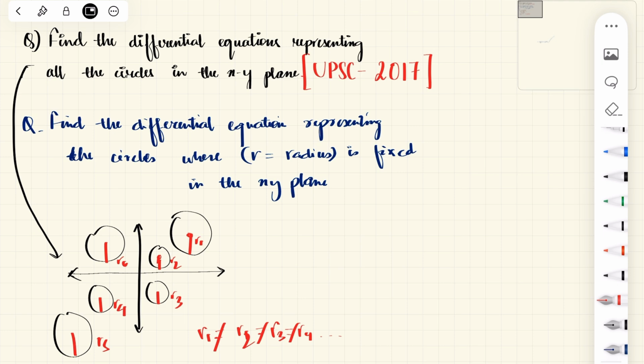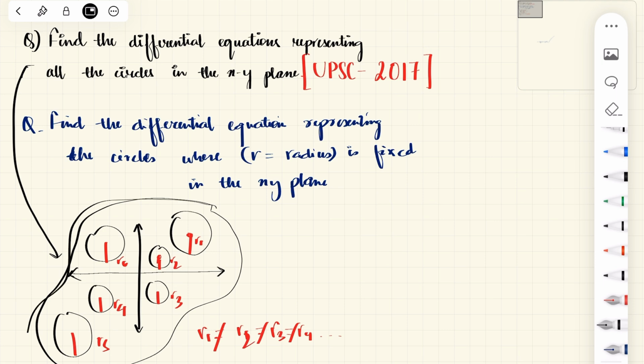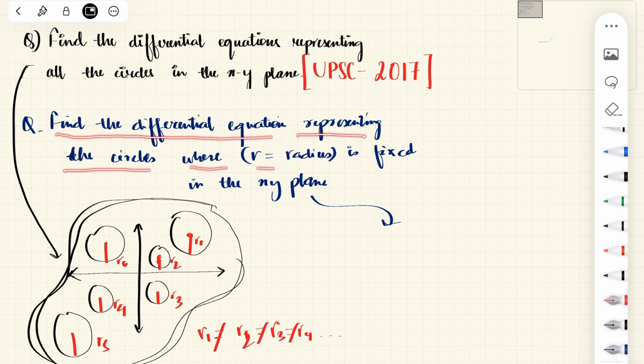But when I solve this question, I'm going to represent all the circles, and that's how I'm going to find the differential equation which represents all the circles. But let's see something again. When I see the second question: find a differential equation representing the circle where radius r is fixed in the xy plane.